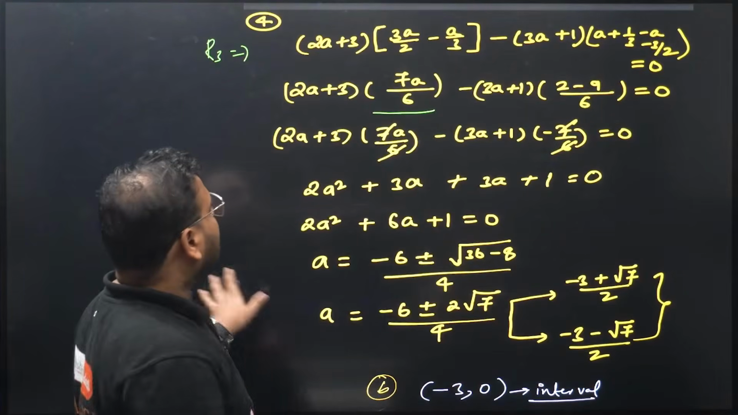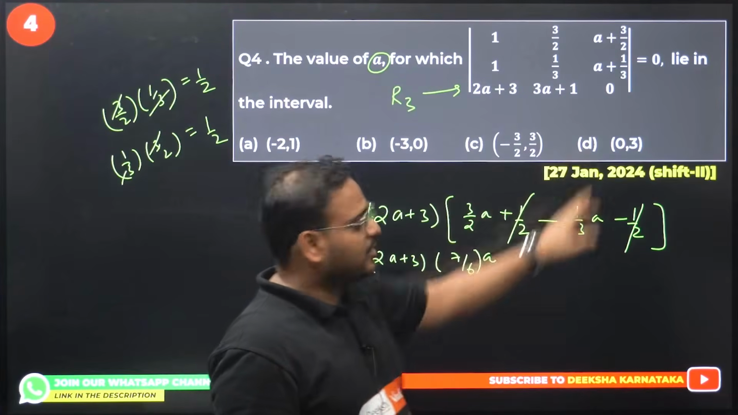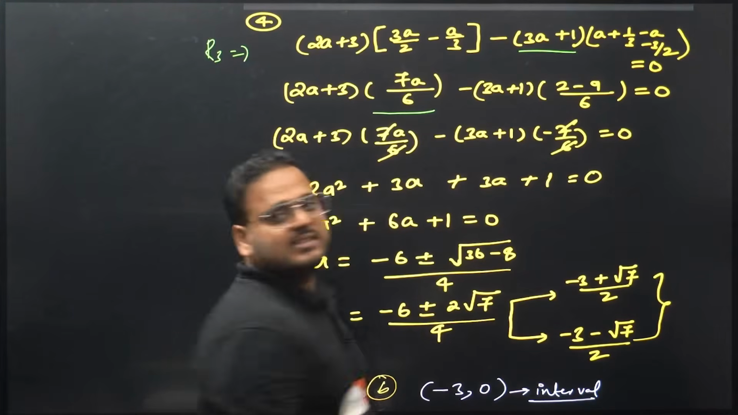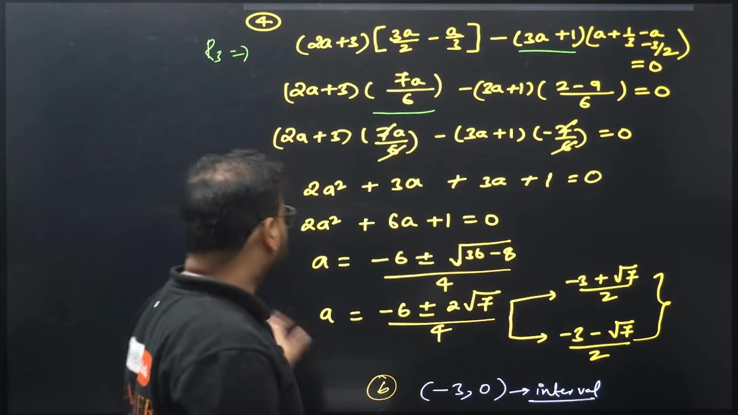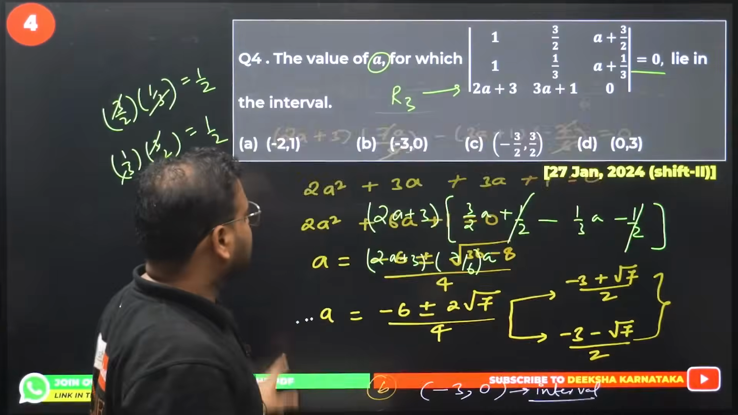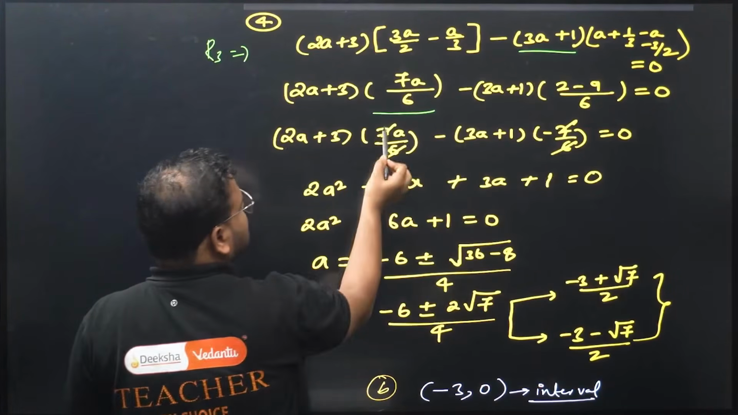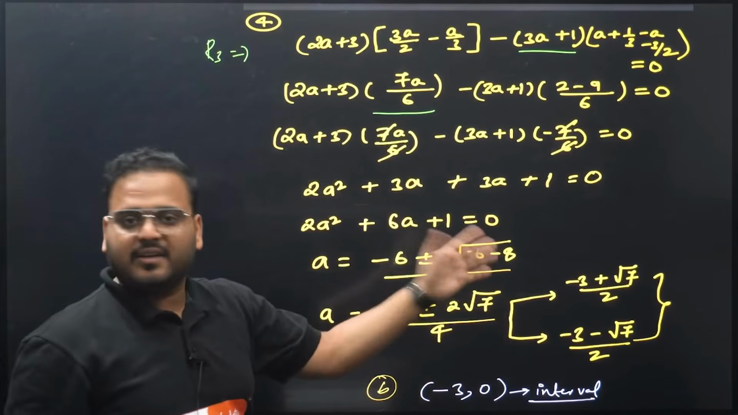Same way, do it across this term, 3a plus 1. For that the coefficient is negative, so we write minus 3a plus 1 over here. Same approach, do the multiplication, and you get the result equal to 0. They have given that the determinant is 0. When you solve it, you'll have a quadratic over here, because the 7 by 6 can be divided out on both sides and simply cancelled.